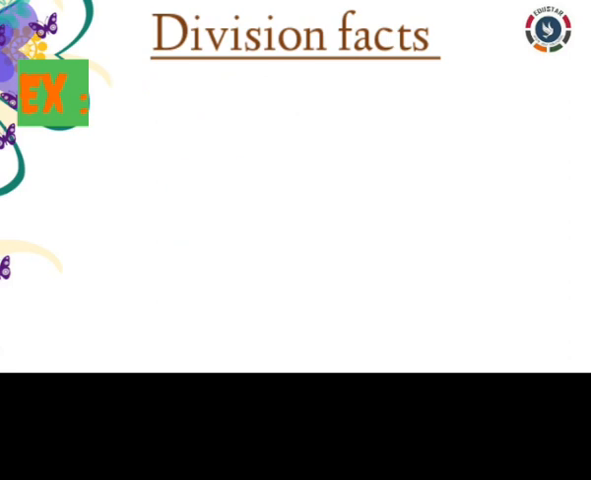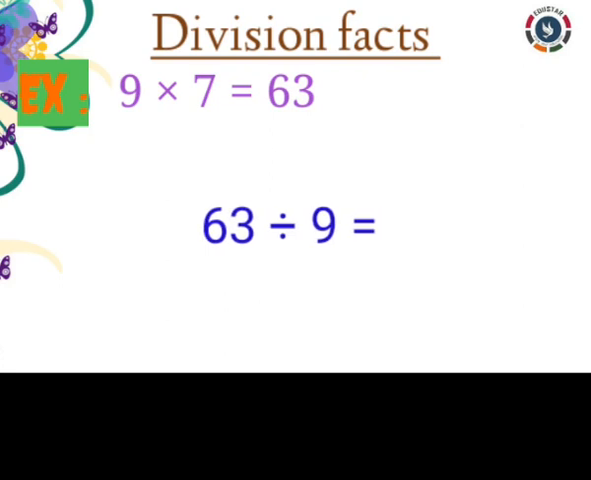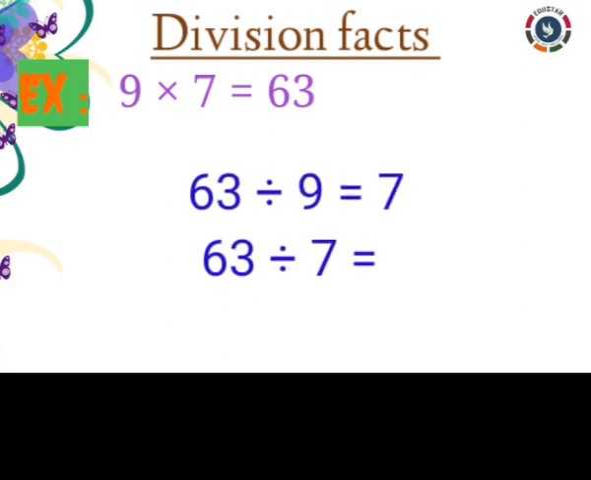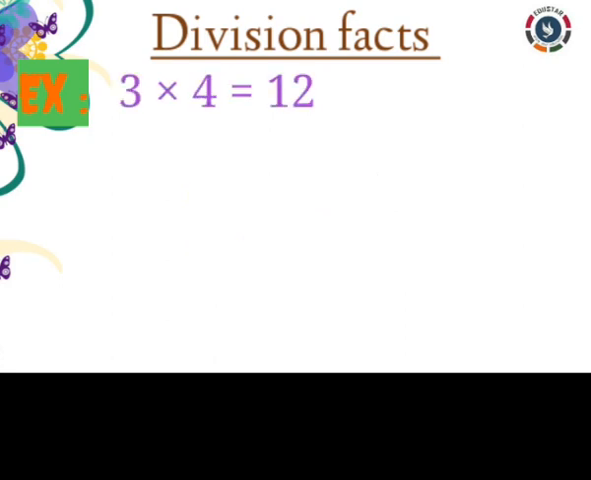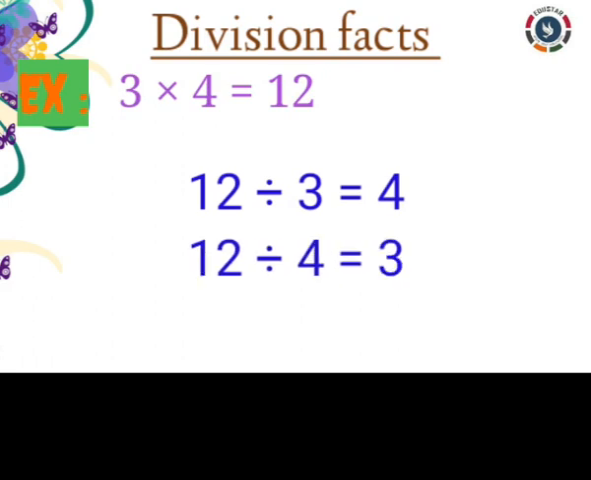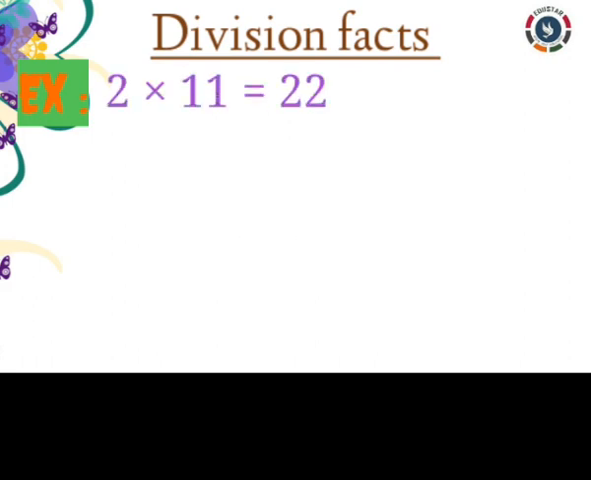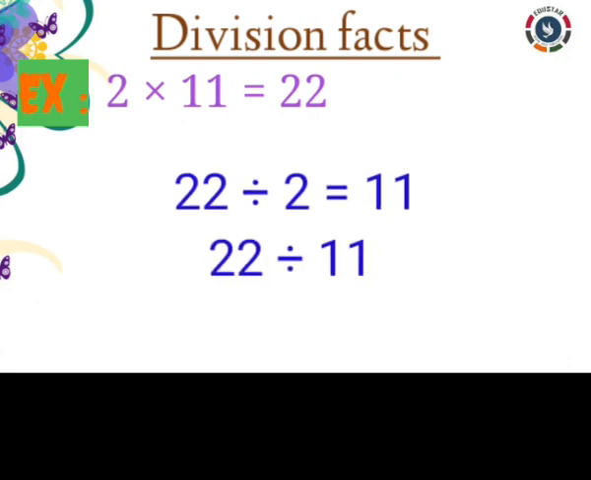Okay. This one, 9 sevens are 63. The division facts are 63 divided by 9 is equal to 7. 63 divided by 7 is equal to 9. Now find out this. 3 fours are 12. Yes, 12 divided by 3 is equal to 4. 12 divided by 4 is equal to 3. This one. 2 11s are 22. 22 divided by 2 is equal to 11. 22 divided by 11 is equal to 2.